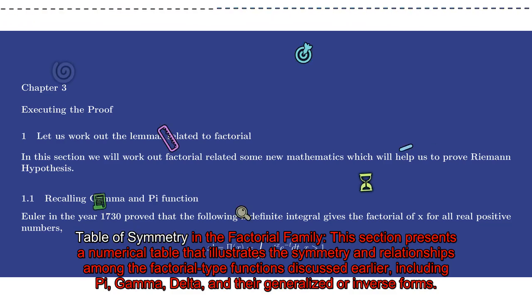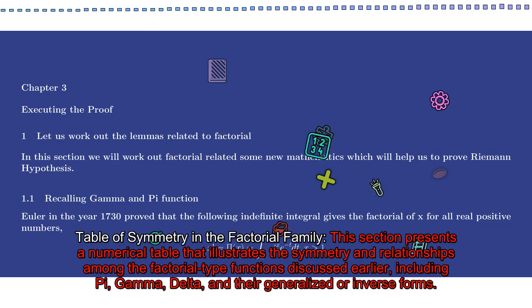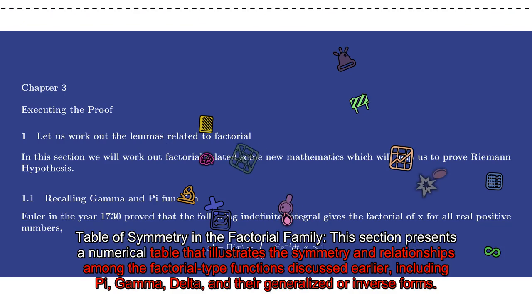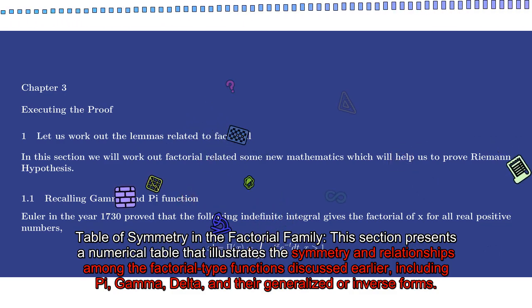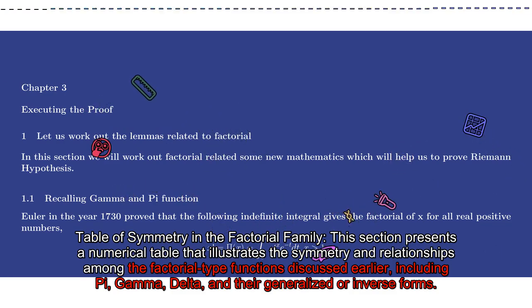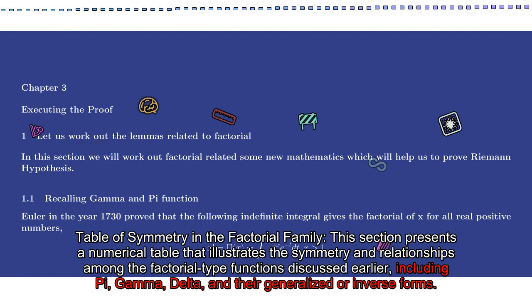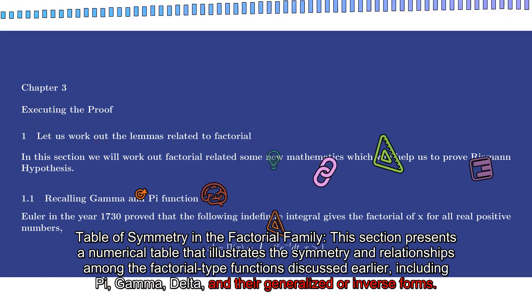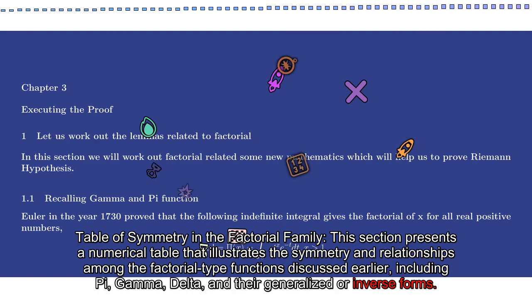Table of symmetry in the factorial family. This section presents a numerical table that illustrates the symmetry and relationships among the factorial-type functions discussed earlier, including pi, gamma, delta, and their generalized or inverse forms.